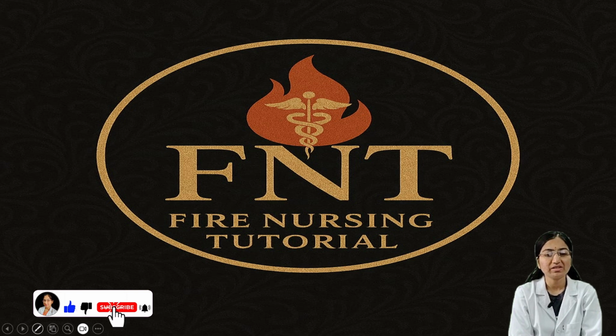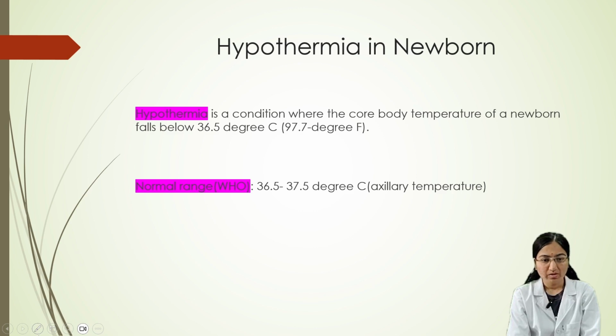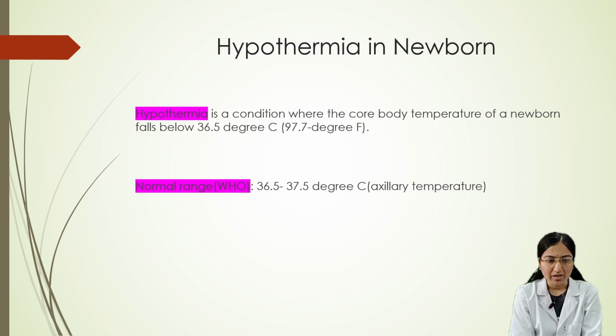In this class, we are going to discuss hypothermia in newborns. Hypothermia in newborns is a condition where the core body temperature of a newborn falls below 36.5 degrees Celsius, that is 97.7 degrees Fahrenheit. Here hypothermia is nothing but a condition of body temperature below the normal level. The normal range, as announced by the WHO, is 36.5 to 37.5 degrees Celsius, that is axillary temperature.